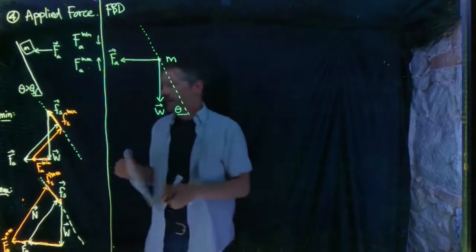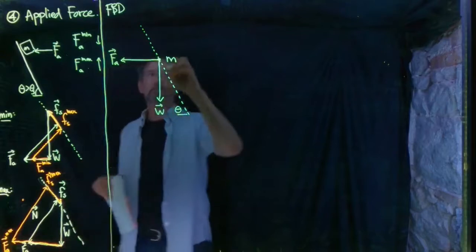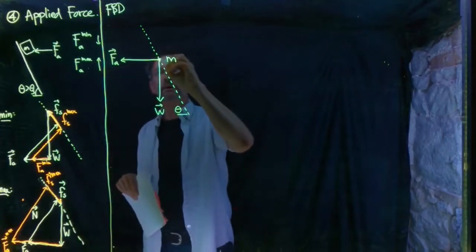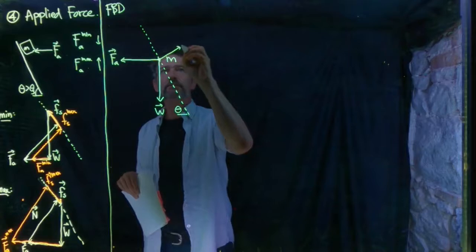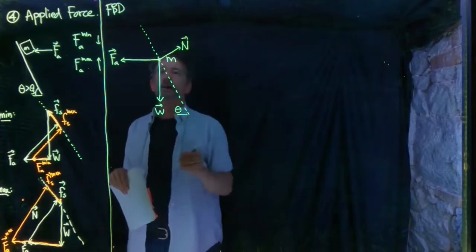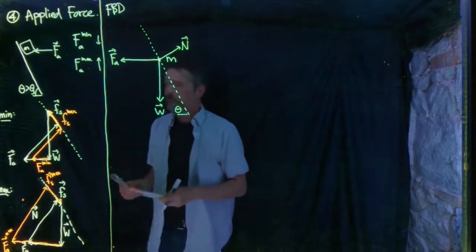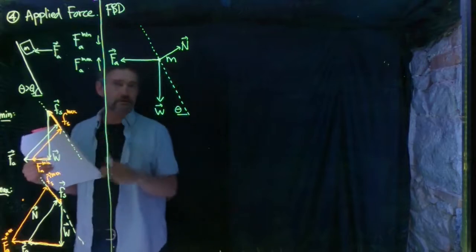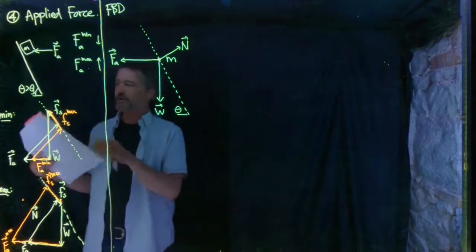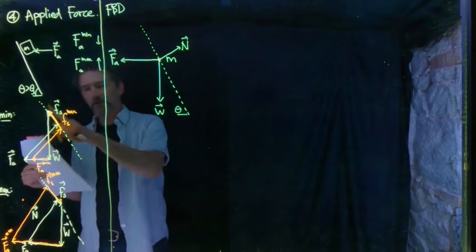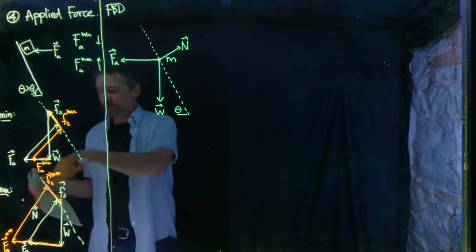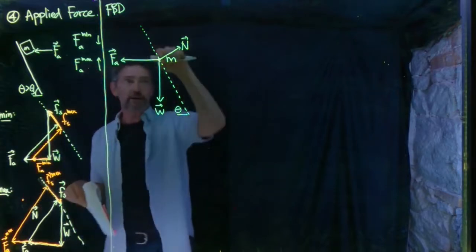Okay, and then there's a normal force, and that normal force is perpendicular to the incline. So it's in that direction. And then the force of static friction, and this is the tricky thing: the force of static friction in the minimum problem points up, the force of static friction in the maximum problem points down the incline. So it's that way or that way.